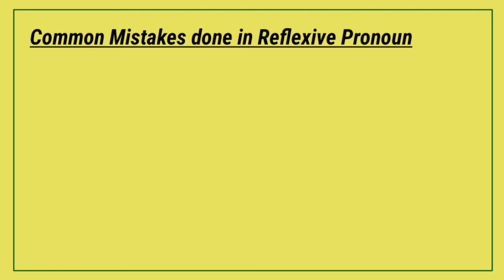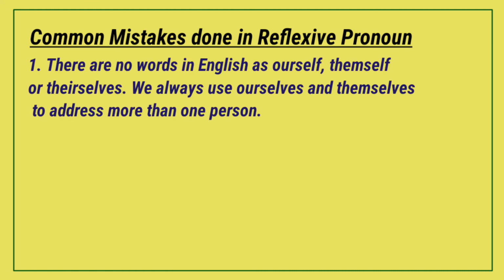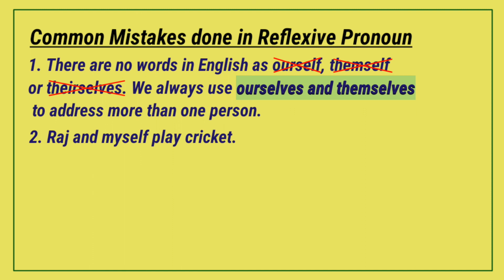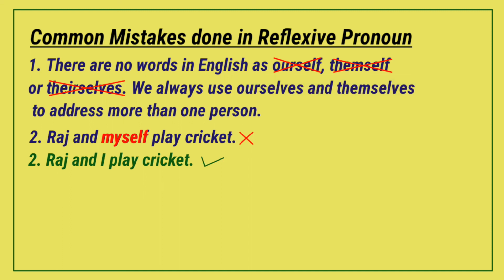Now, let us look at some common mistakes one does in reflexive pronoun. There are no words in English as ourself, themself, or theirselves. We always use ourselves and themselves to address more than one person. Sometimes we say, Raj and myself play cricket. Now, if you analyze this sentence, myself is used in place of the subject, and it is wrong because reflexive pronouns are always used as an object in a sentence.